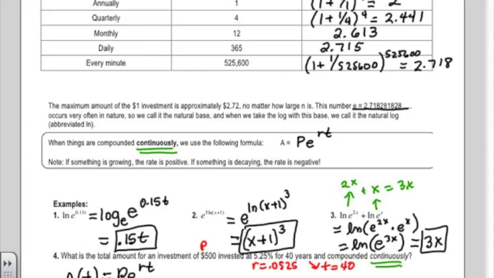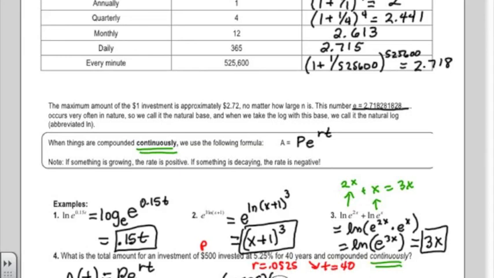So my amount after 40 years is P, so $500, e, so e is a number, kind of like pi, raised to the r, so 0.0525, times t, times 40. Now notice how I wrote that with 2 parentheses like that? If you put it into your calculator exactly like I wrote it, it will mess up. What it will do is it will do e to the 0.0525. It will take that answer and it will multiply by 40. We want all of those to be exponents there.